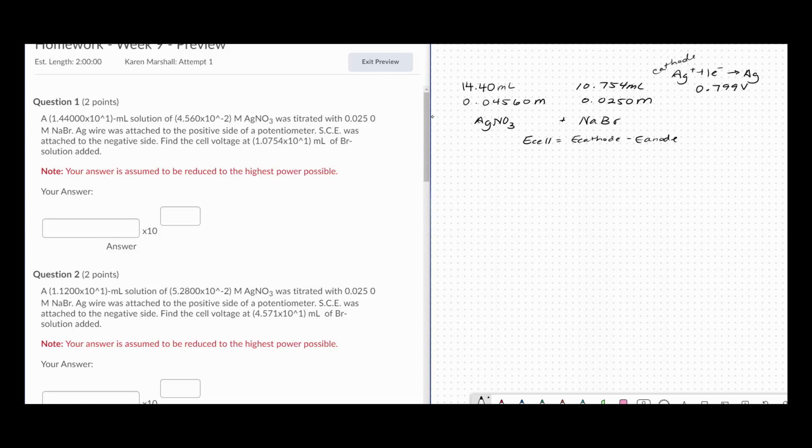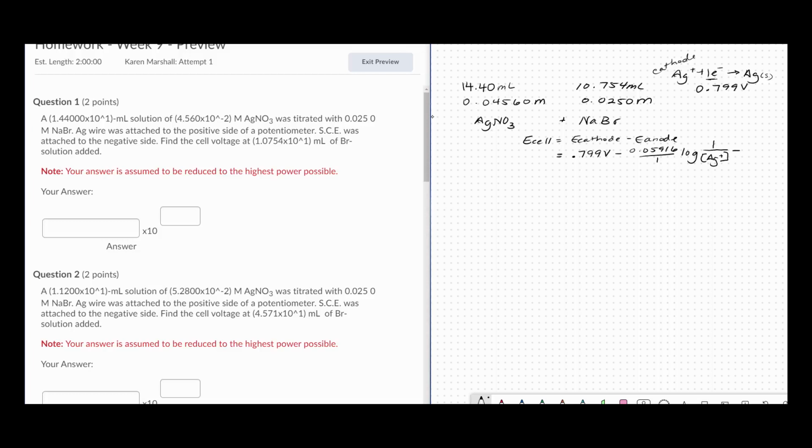Now, the E of the cathode is where we're going to be doing our calculation. So the E of the cathode is going to be dependent on the Nernst equation, and we will start with our standard reduction potential voltage and subtract 0.05916 over n. The n in this case is 1. Times the log of the Q value. So we have products over reactants. The product is a solid. It has an activity of 1. So we just have 1 over the concentration of the silver ion.